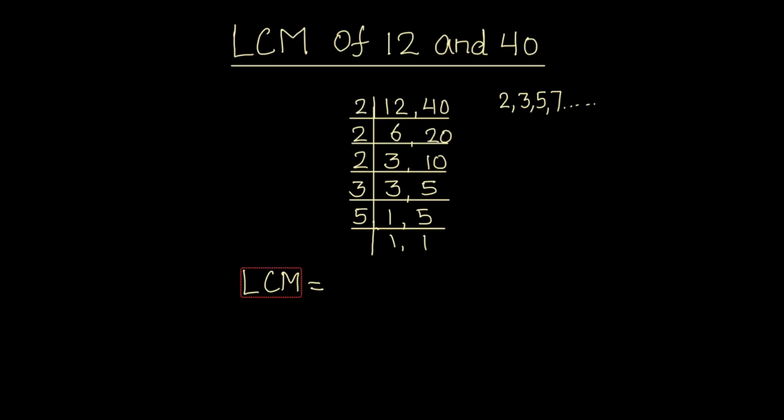To find the LCM of the two numbers, we are going to take the product of all the factors on the left hand side of the ladder. So LCM will be 2 times 2 times 2 times 3 times 5.